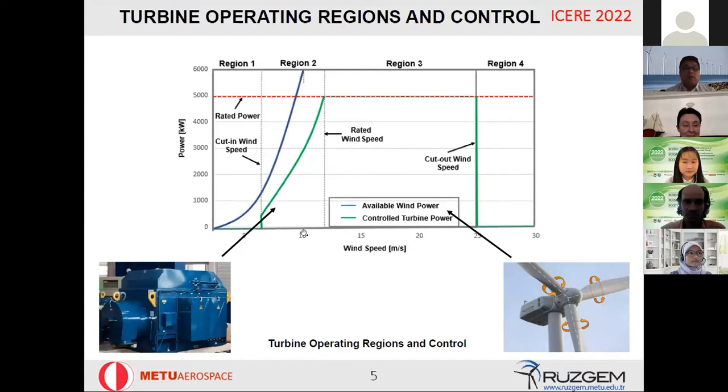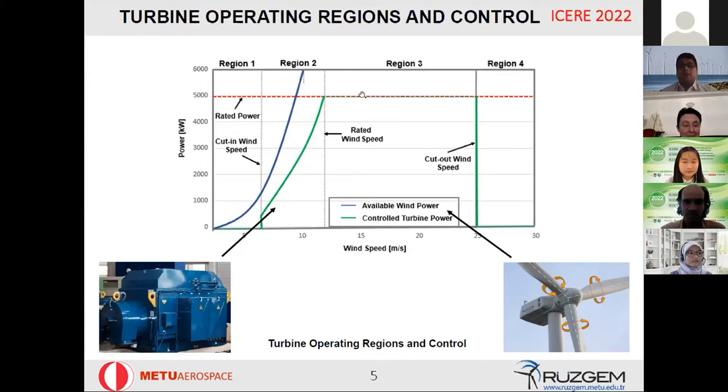we have a good amount of wind speed, but those wind speed levels are not enough for the turbine to generate the rated power. Therefore, our aim here is to increase the efficiency of the turbine rotor. To increase the efficiency, we are controlling the generator torque to operate the turbine at the optimum tip speed ratio for the maximum power coefficient. And as you see, we get partial electricity. And this region is also called partial load region.